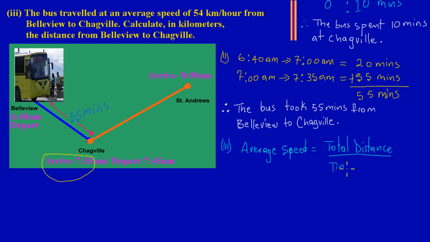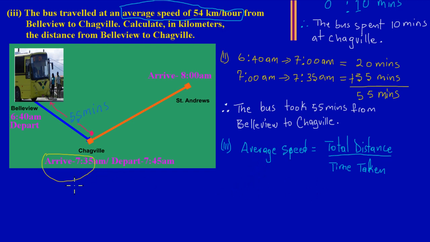Given the fact that they have given us most of this information, and part of it we would have found already, we're just going to be substituting values now. If you notice, they gave us the average speed, which I'm putting in a rectangular box here, to be 54 kilometers per hour, and we had already found the time taken to get to Chagville. We already calculated that in part 2. So let's do some substitution now.